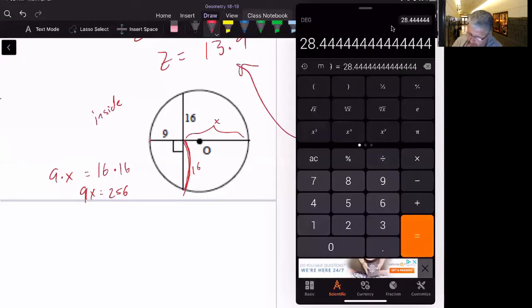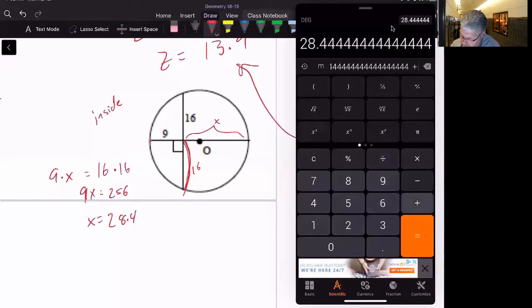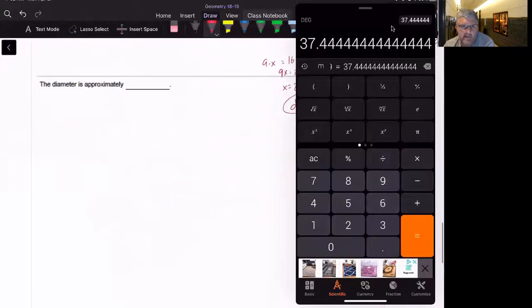So we divide that by 9. So we get X is roughly 28.4. Not your actual answer yet, because what's the diameter? We have to add 9 back to that. So the diameter would actually be 37.4 repeating. I believe that's the last example.